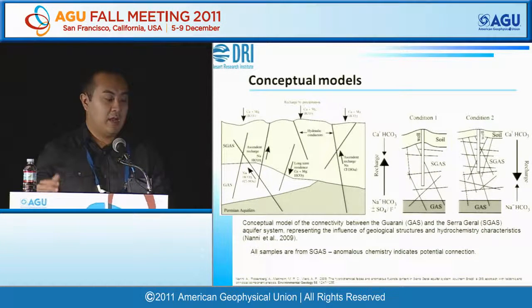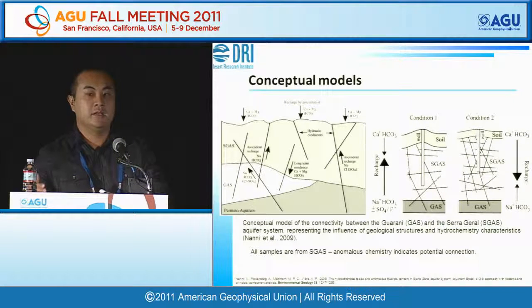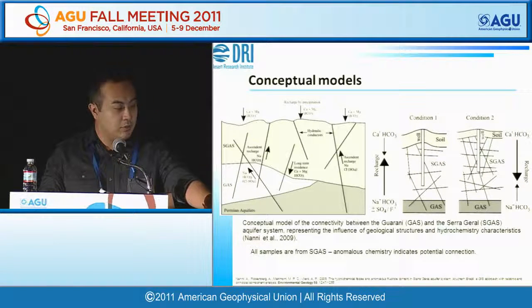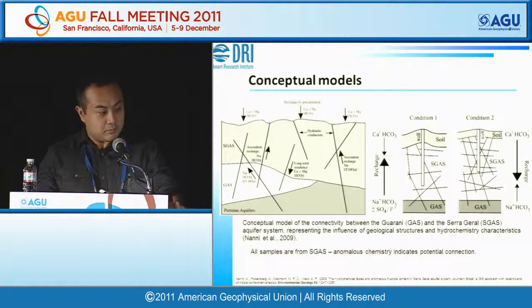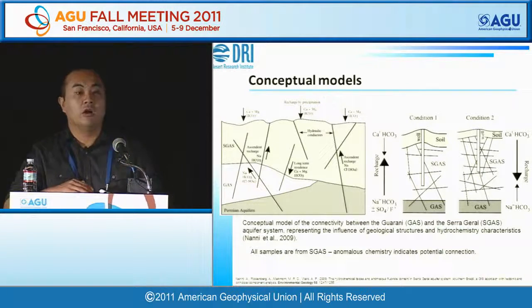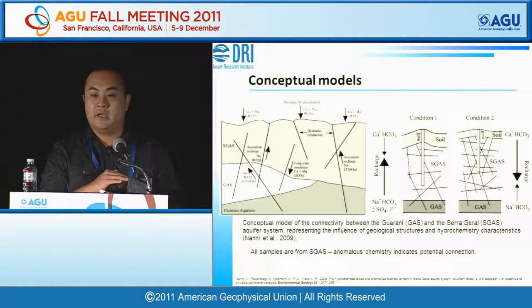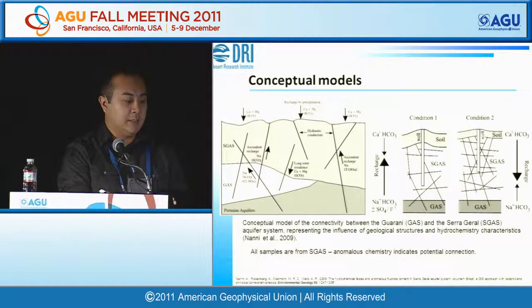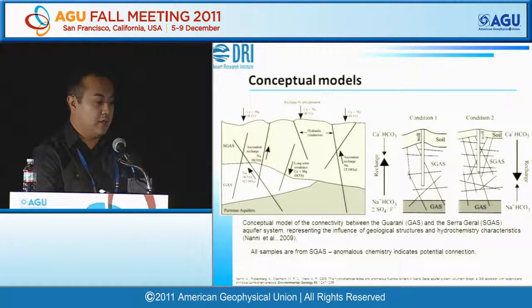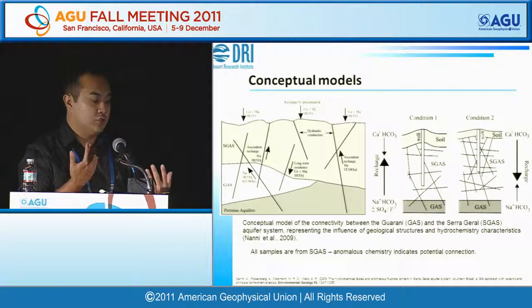Also, recently, there have been studies of the influence of surface characteristics on the chemistry of the groundwater. Here we have another conceptual model showing two different conditions. In condition 1, you have a thick layer of soil that slows down the infiltration of water. The soil there can be as thick as 50 meters, very developed soil. In this same situation, we have a lower density of fractures.